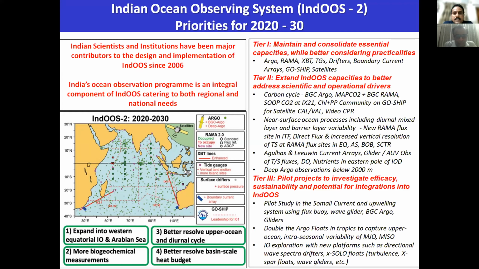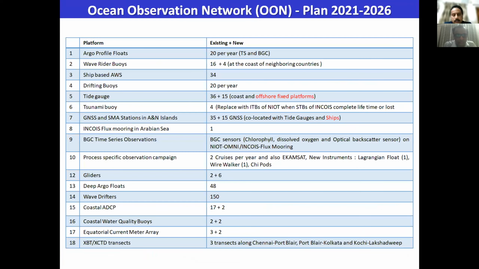So these are the plans till 2026. We are going to sustain all these observational networks which I have mentioned, and the new components as well; that also we are going to continue. The main focus will be observing the coastal ocean; that is going to be our target.